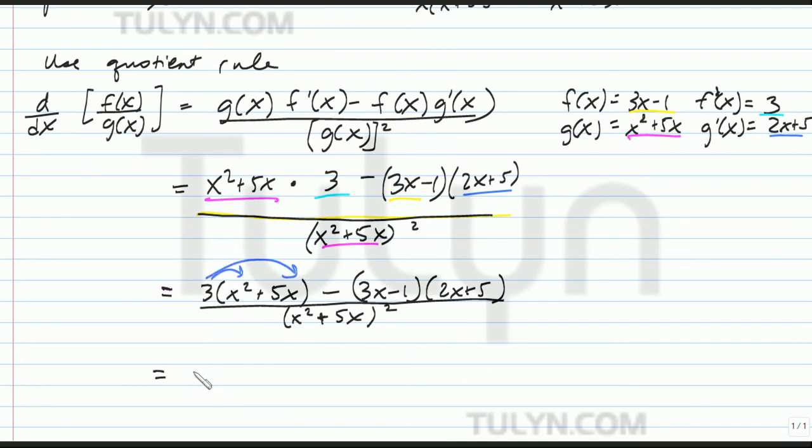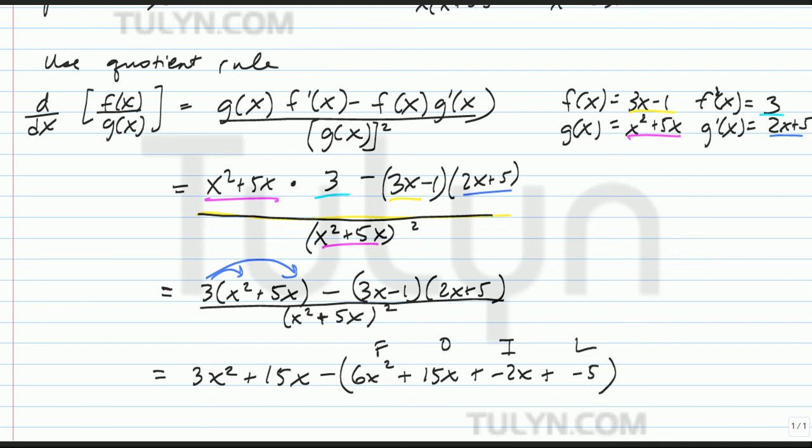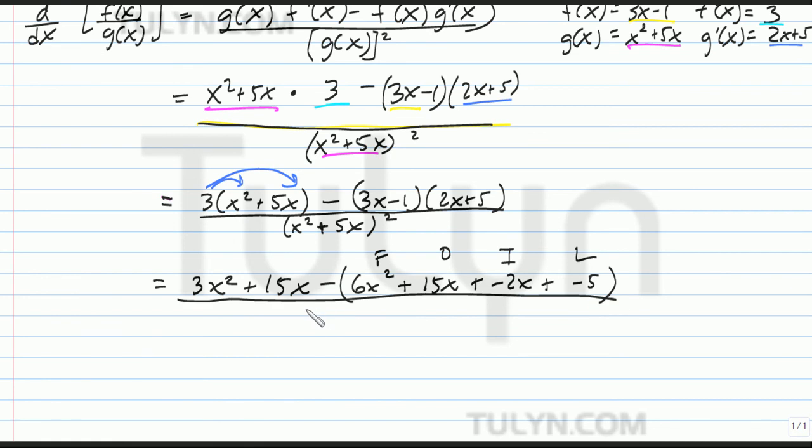It's 3 times x squared is 3x squared plus 3 times 5x is 15x, minus, and use FOIL. So it's the first of each term: 3x times 2x is 6x squared. Outer, which is 3x times 5, is going to be 15x, plus inner, which is negative 1 times 2x is negative 2x, plus last, which is negative 1 times 5, is going to be negative 5, all over (x squared plus 5x) squared.